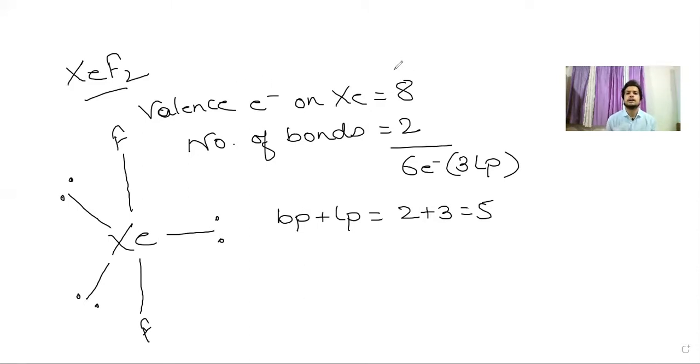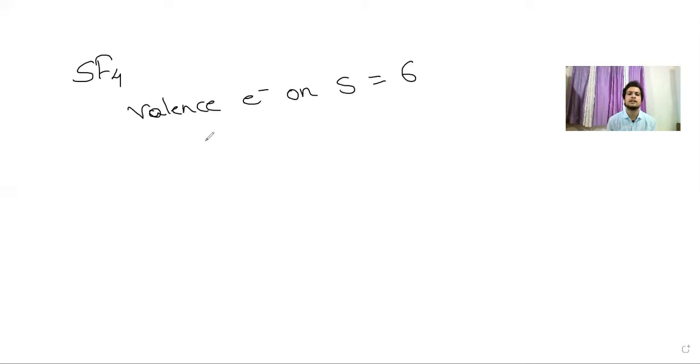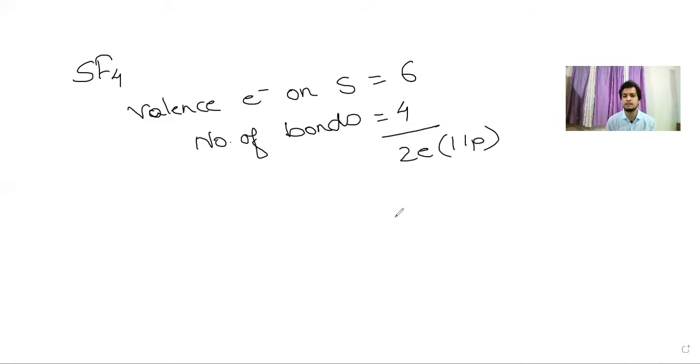Then coming to the next, let us take SF4. Again, valence electrons on sulfur: group 16, so 6. The number of bonds it forms with fluorine is obviously 4. So 2 electrons means 1 lone pair, is it not? So how many bond pairs do you have? 4. And how many lone pairs? 1. So you have 5 electron pairs.